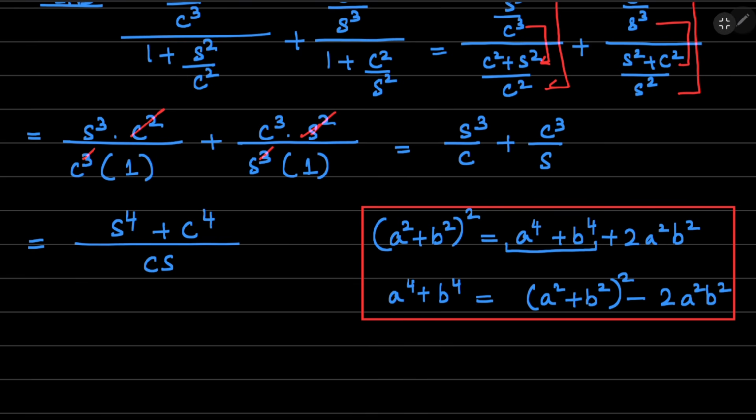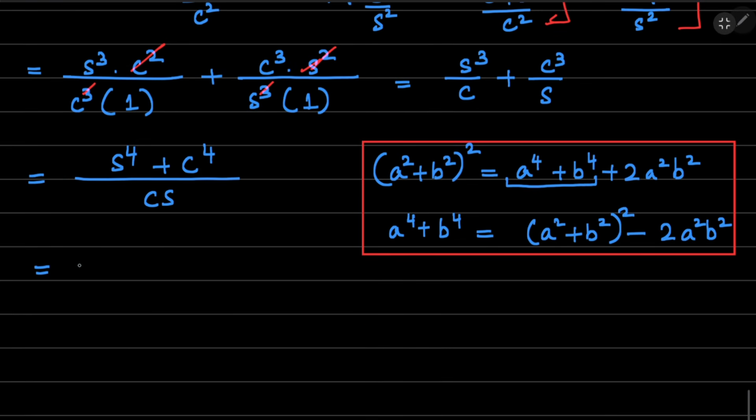So now in place of a square we have got sine square. See, just compare it here, look here. So this is sine to the power 4. In place of b square you have got cos square. So now let us use this identity and expand it. So what will you get? Sine square plus cos square the whole square. I am just writing what I have written here. Okay, minus 2 sine square cos square.